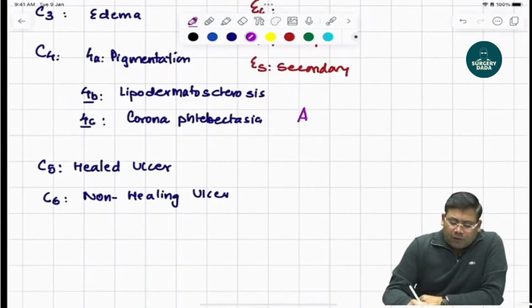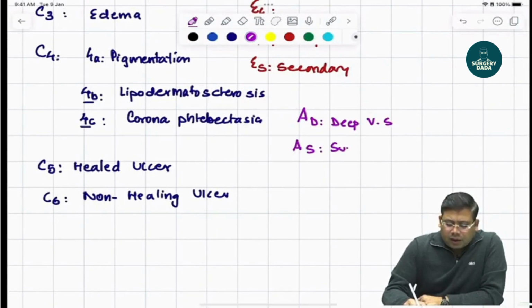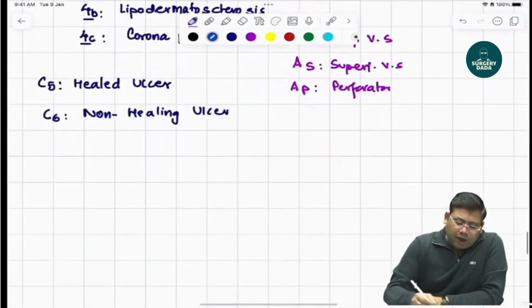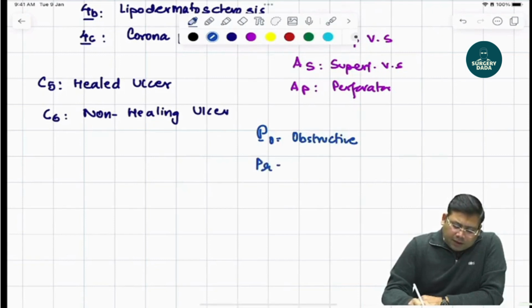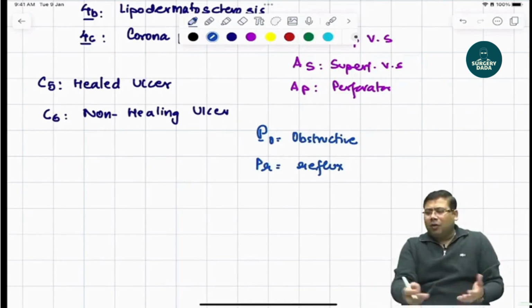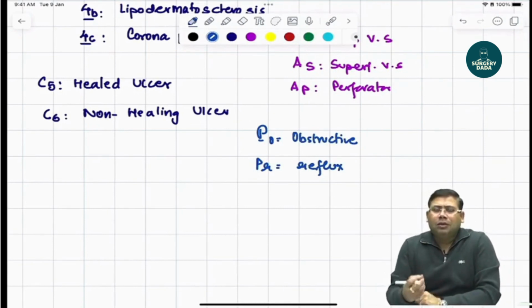Then anatomy, when we talk about it, AD means associated with the problem of the deep venous system, AS means associated with problem of superficial venous system, AP means associated with what? Perforator related problems. And then we have the P. What is P? Pathophysiology. So PO means it is associated with obstructive profile. PR means it is associated with what, students? Reflux. So obstructive, reflux, or it may be associated with both the conditions.